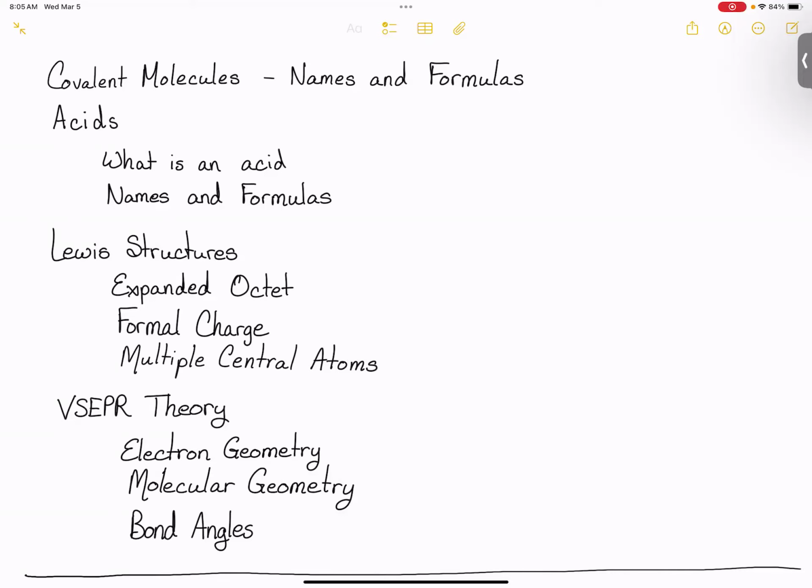Finally, during the last portion, we're going to start getting into VSEPR theory, which will be the newest conversation. But VSEPR theory is based on Lewis structures. So if you don't have a solid foundation of Lewis structures, you're not going to be able to do VSEPR theory because they are based off of the Lewis structure.